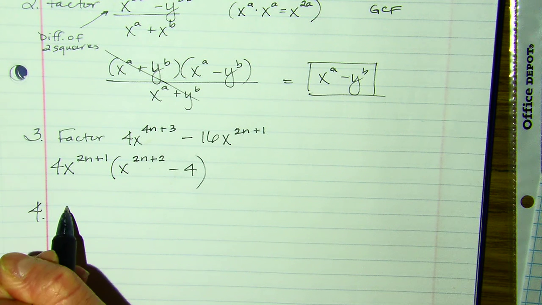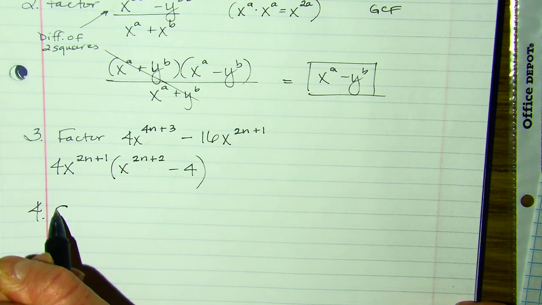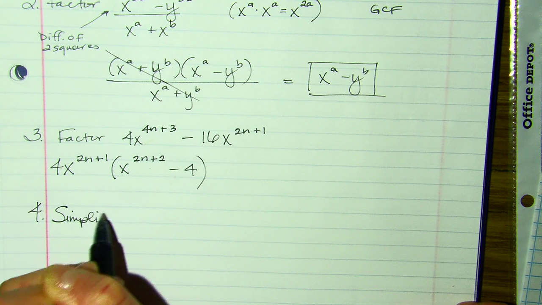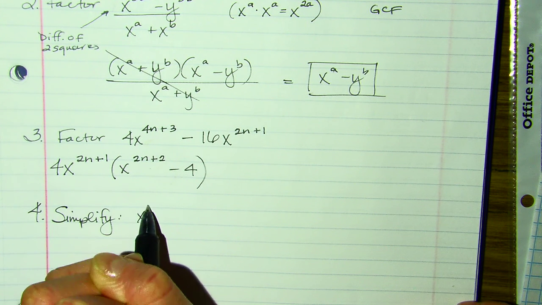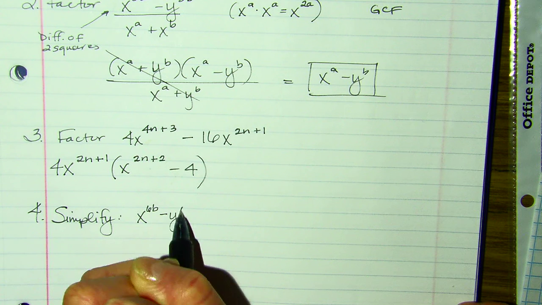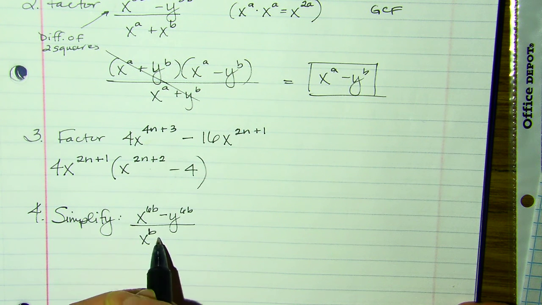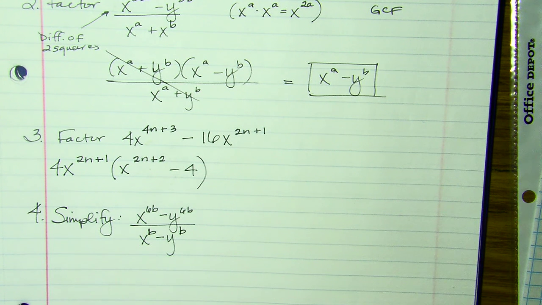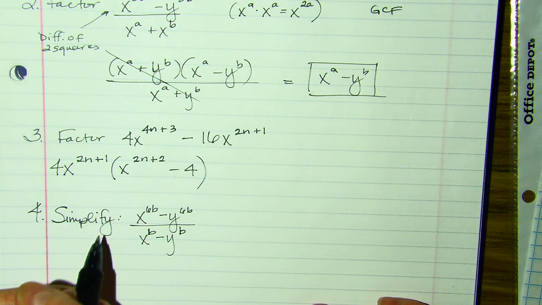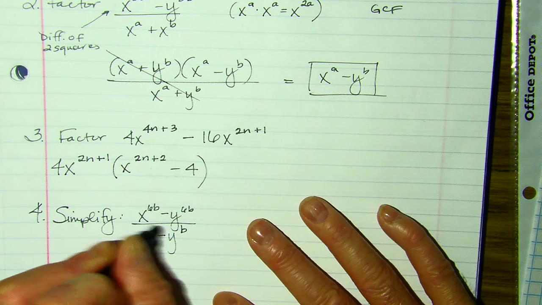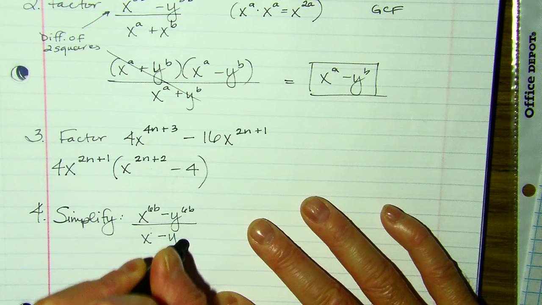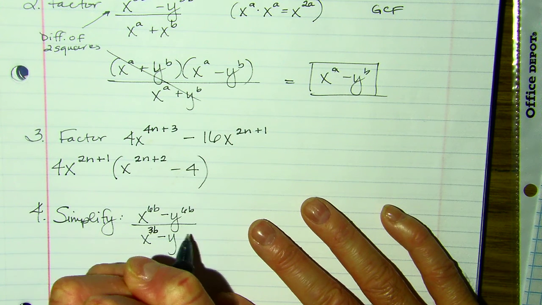Next one, you can put factor or simplify. X to the 6b minus y to the 6b over xb minus yb. Now, I feel like I wrote this wrong. Hold on. Sorry, this should say 3b.